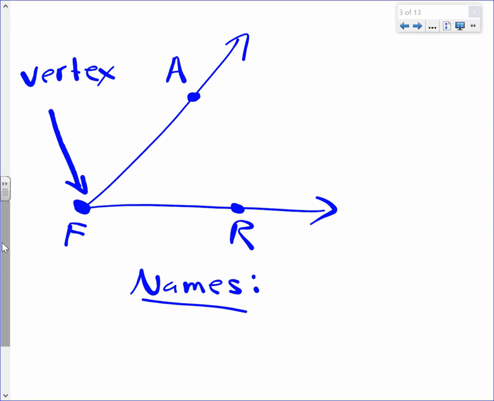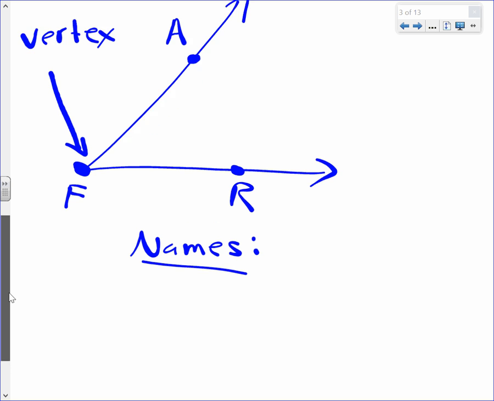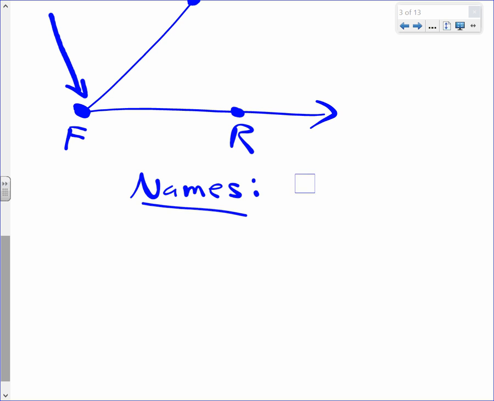The first way to name an angle is simply by the vertex. The vertex is point F, so we can name it angle F. I'm going to use the angle symbol. Check this out. Angle, it's like a little angle. That's all. It just looks like a little angle. Watch the symbol. Angle F. That's one name for it. Write that down. Angle symbol F means angle F.